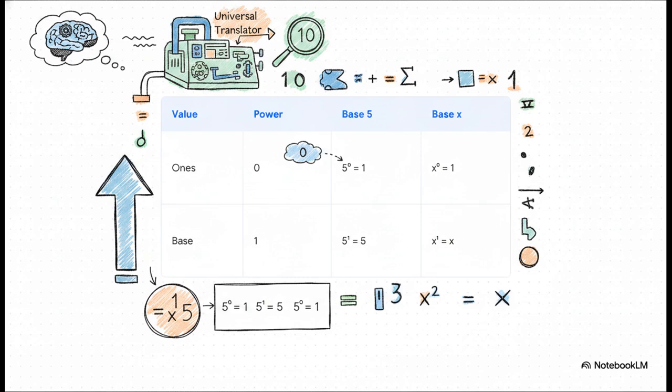Then, moving left to the base value column, the power becomes 1. 5 to the power of 1 is just 5, and x to the power of 1 is simply x. This specific structure is the absolute key to expanding both sides of our equation.